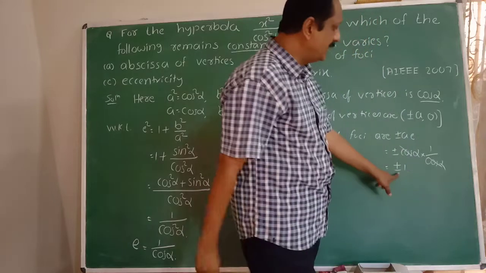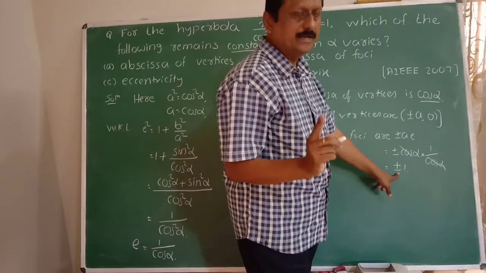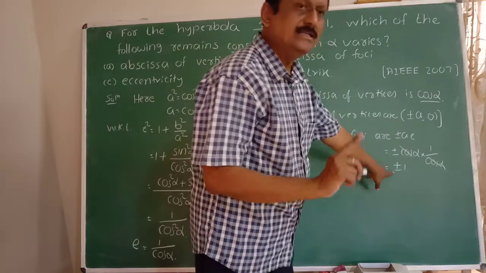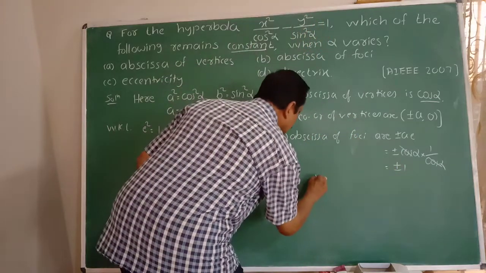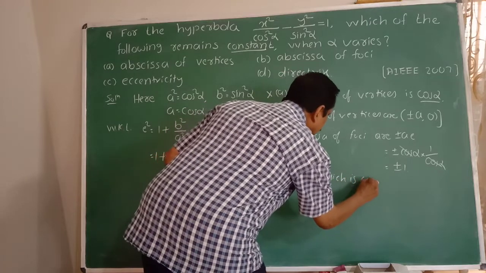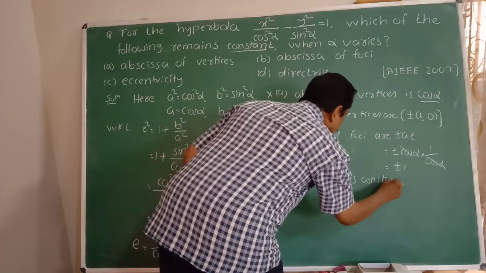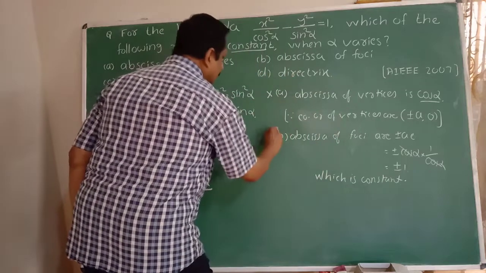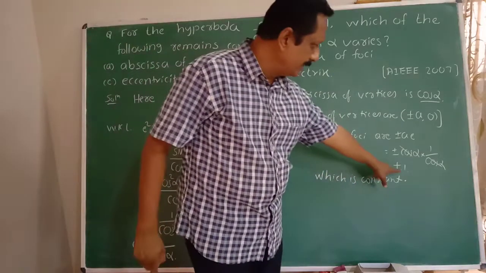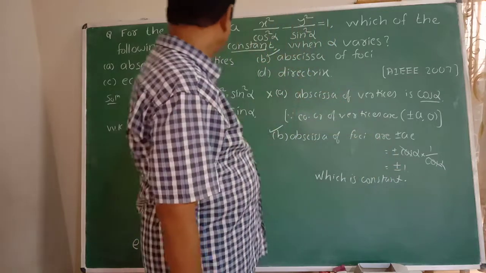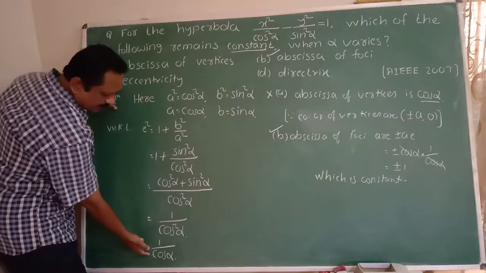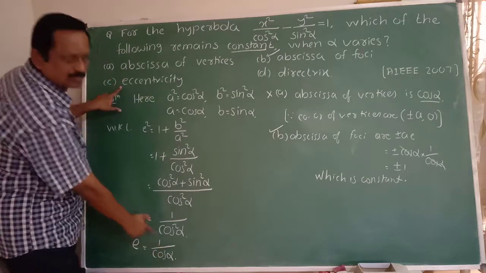So it is independent of alpha. Yes, the abscissa of the foci is 1, which is a constant. Therefore the second option is correct, because it is independent of alpha. The third option is also wrong here, because the eccentricity is 1 by cos alpha, and alpha is present there. It is not a constant.